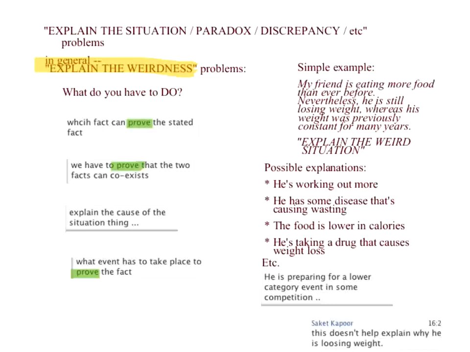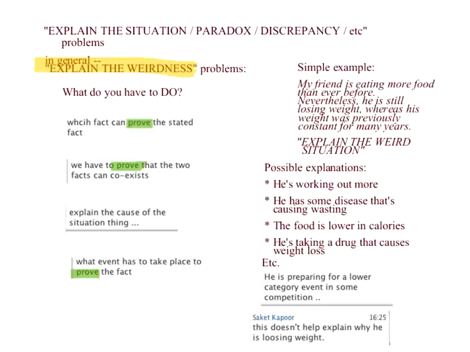This doesn't really do what you're supposed to do here. Because when we say explain the weirdness, we're not talking about external motivations behind why stuff happens. What we're trying to do here is reconcile two facts with each other.